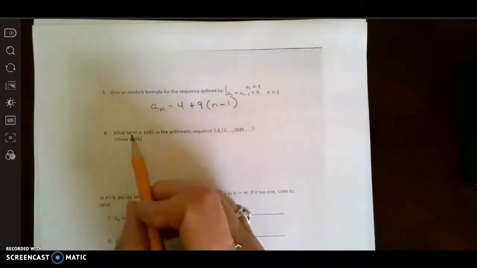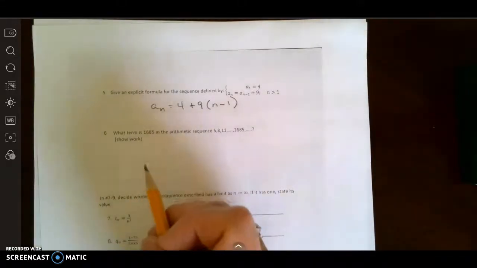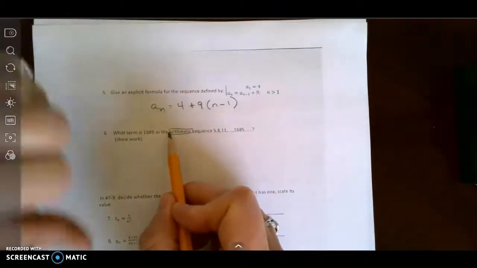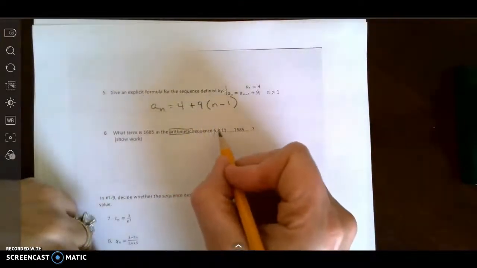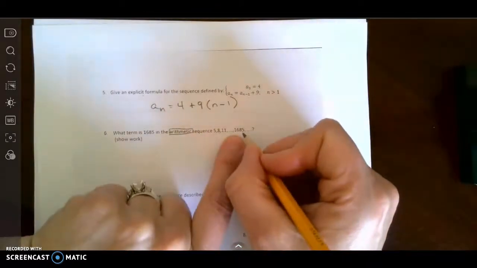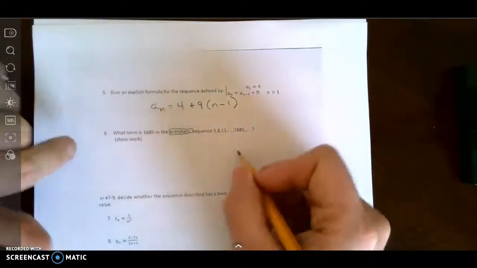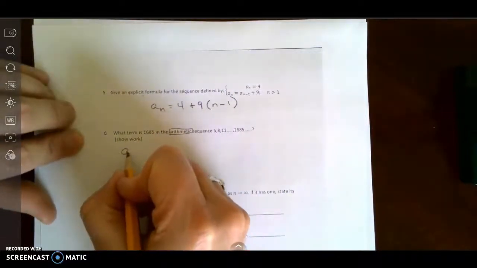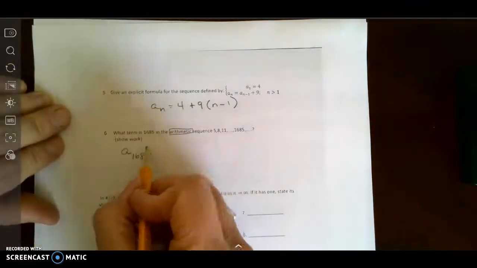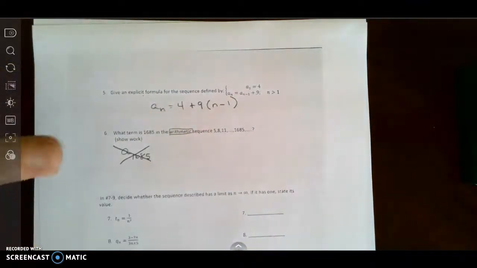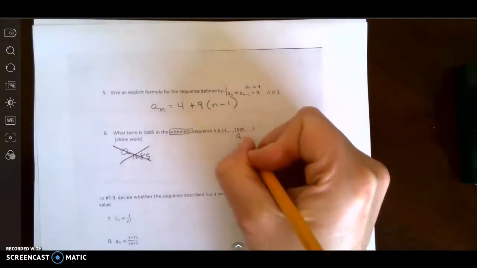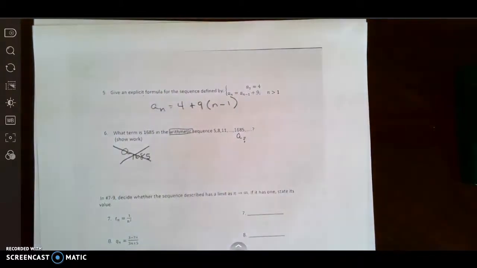Number 5. What term is 1,685 in the arithmetic sequence? They're telling me it's arithmetic, so it has a constant difference. 5, 8, 11, 1685, keeps going. I don't want to know. A lot of people misunderstand this question, and they think it's asking for the 1685th term. That is not what it's asking. What it's asking is what term number. This is a to the what is the subscript.